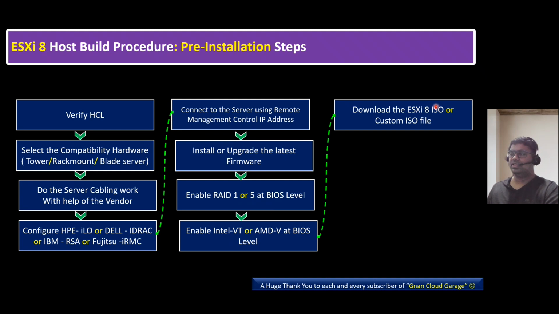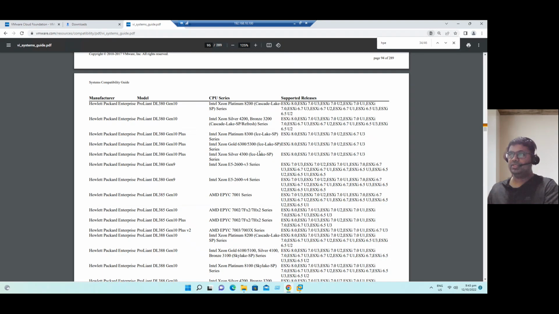And download the ESXi 8 ISO or the custom ISO file. If you are using the ESXi ISO, download it directly. Just now I showed you how to download the ESXi ISO. Custom ISO means instead of installing the firmware manually, if you download the custom ISO, it consists of all the firmware information. For example, let's log into our lab system.